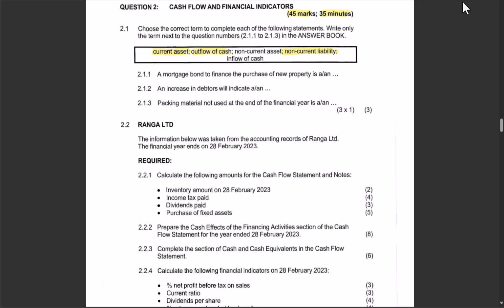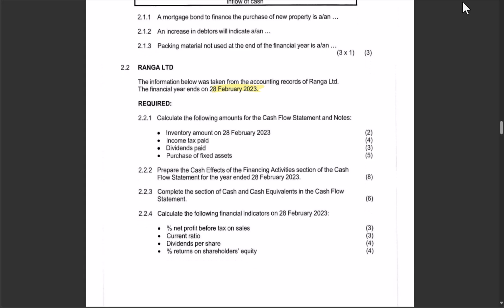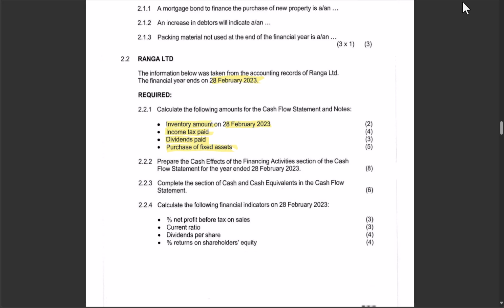I say Ranga Limited, that's the company that we're doing. The information below was taken from the account records of Ranga Limited. The financial year ends 28 February. Calculate the following amounts for the cash flow statement. You need to calculate inventory on 28 February, income tax paid, dividends paid, and purchase of fixed assets.